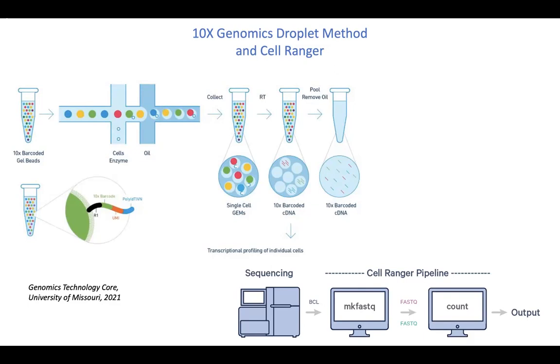As a note, Cell Ranger also outputs a Loupe file, which can be viewed on the Loupe browser, which is a desktop application you can use to visualize your single-cell RNA sequencing data. Now, someone else is going to talk about R analysis using the program Seurat.